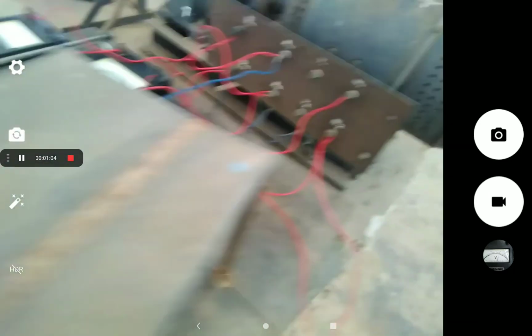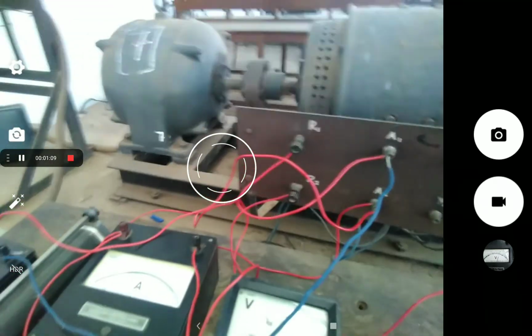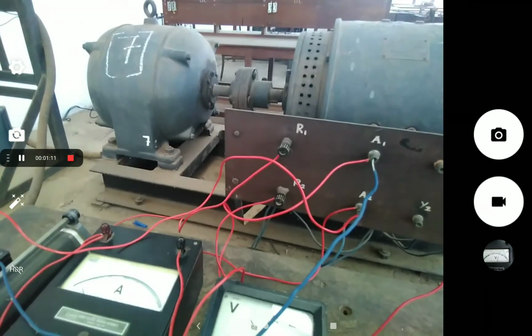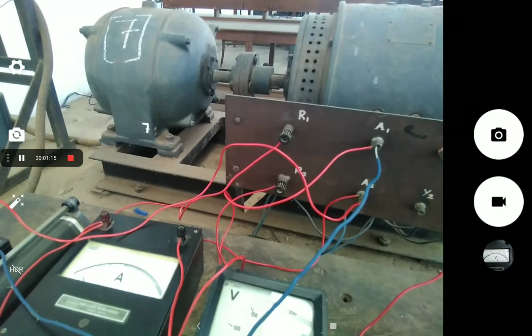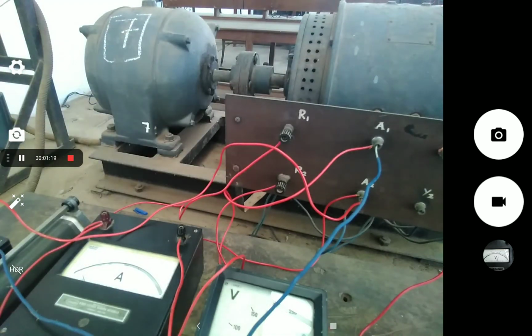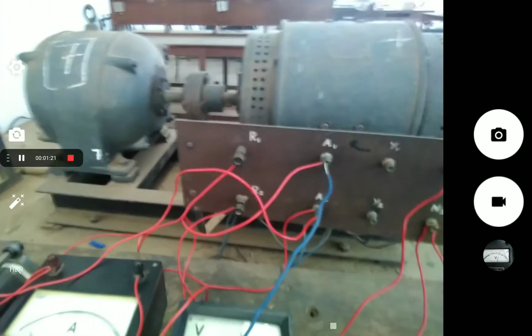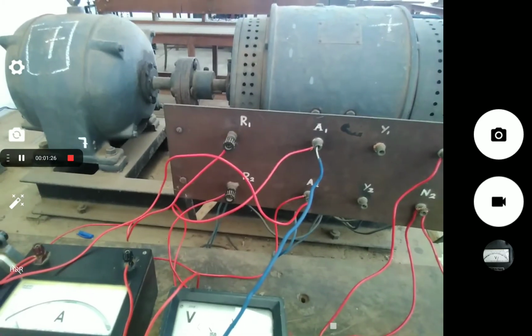So the prime mover is a three-phase induction motor. We know that a three-phase induction motor is a self-starting motor. So when we give three-phase supply, it will start and it starts rotating. The shaft of the induction motor is coupled to the generator. So the generator starts rotating. Okay. So I will explain the connection first.